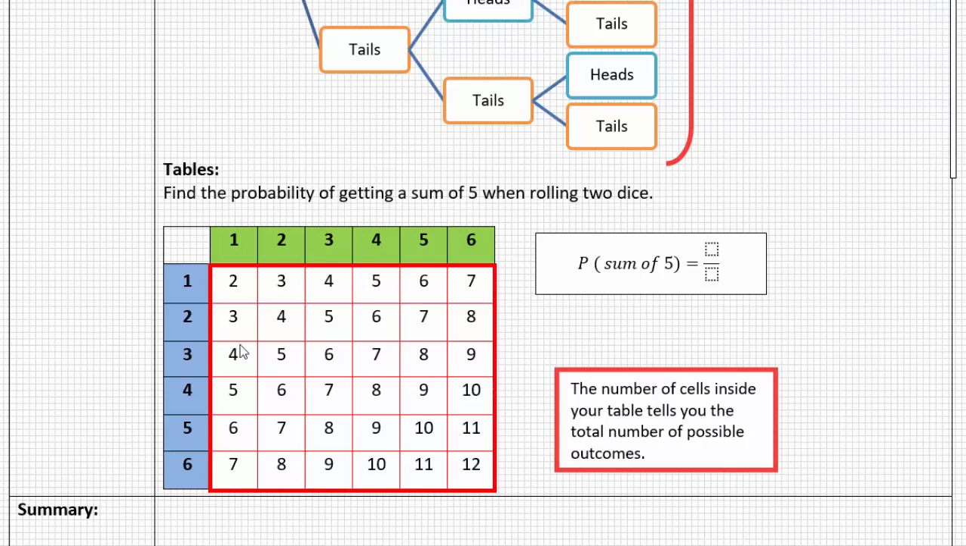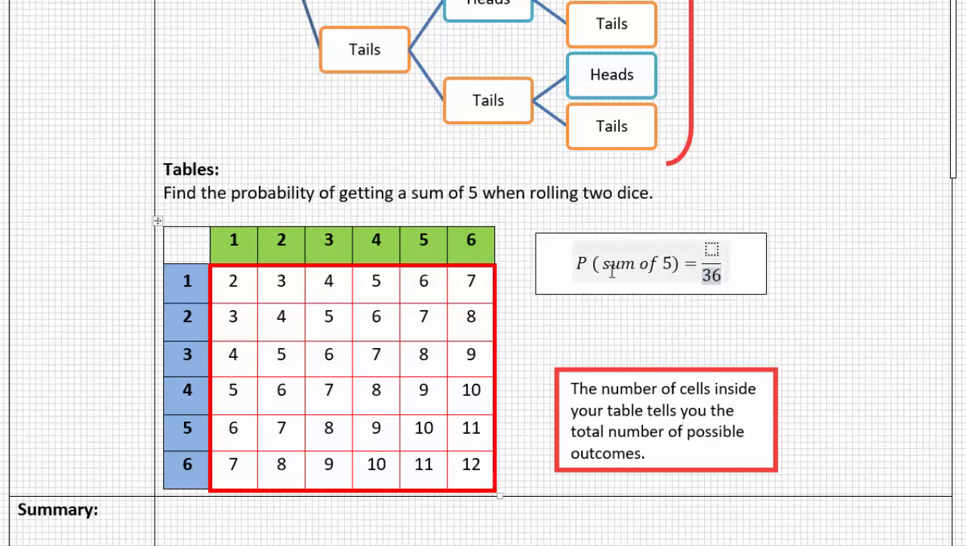Alright, so your table should start to look something like this. And you can see I've boxed in the sums here where we added up all the numbers. And I've made you a little note here that, kind of like with the trees, one of the things that's nice about a table is the number of cells inside your table tell you the total number of possible outcomes. So because this is a 6 by 6, 6 across, 6 down, there are 36 total outcomes. So we could put this in here and say, well, we know that that's going to be 36.